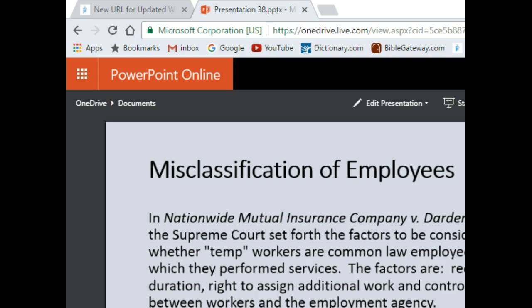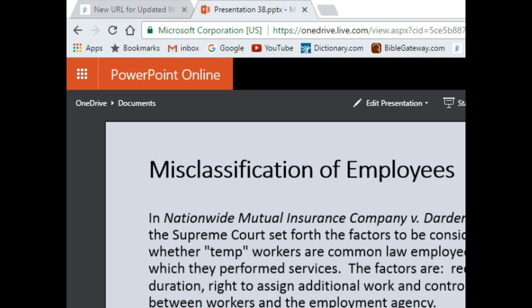The Supreme Court sets forth factors to be considered in determining whether temp or temporary workers are common law employees of the company for which they perform services. The factors which the Supreme Court sets out as relevant are recruitment, training, duration, right to assign additional work, and control over the relationship between workers and the employment agency. Now, that case, of course, deals with temporary employees, but those are factors which need to be considered in determining whether there's been a so-called misclassification of employees.